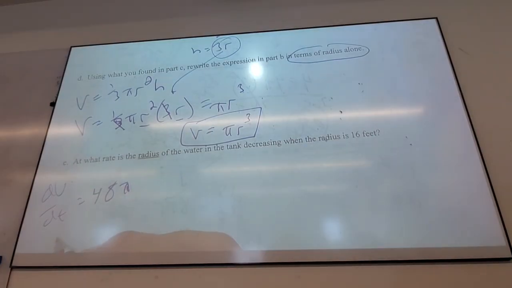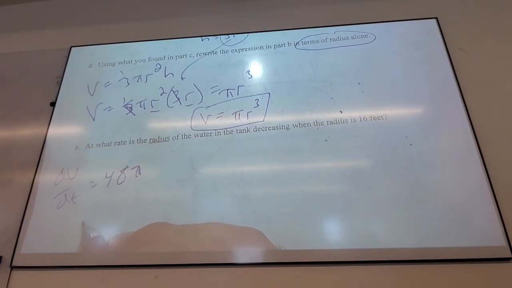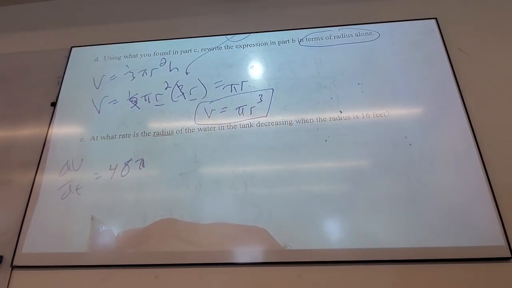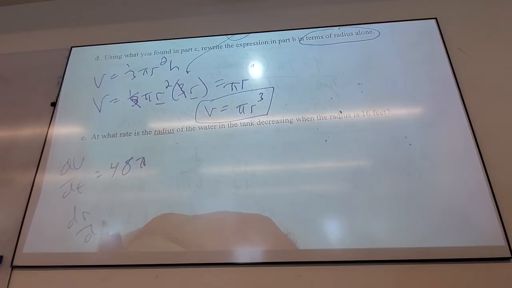That's the value of dV/dt. What, in symbols, are they asking me for? What are they asking me for in symbols? dr/dt.